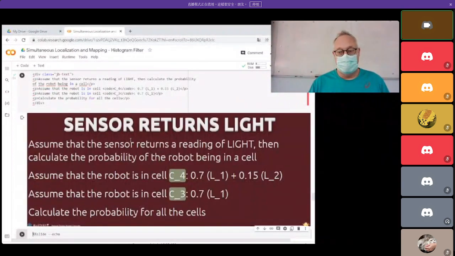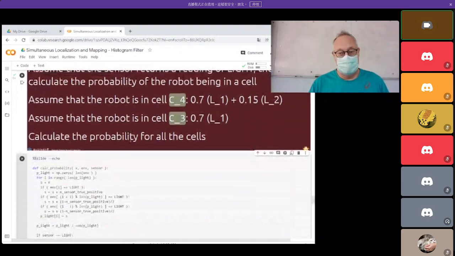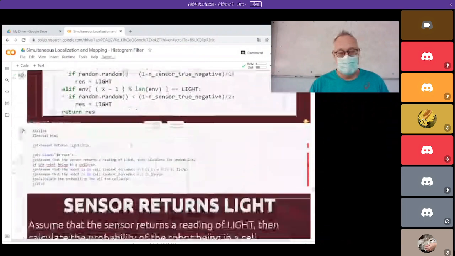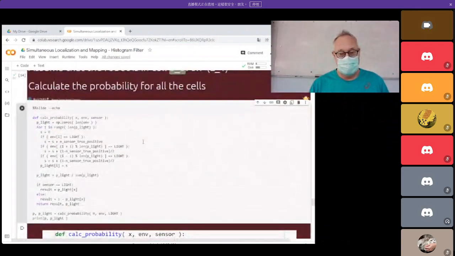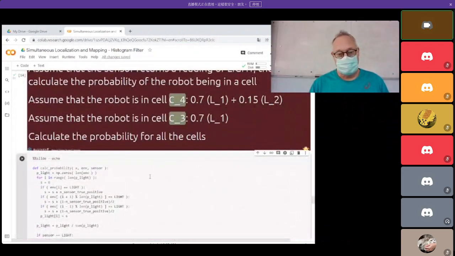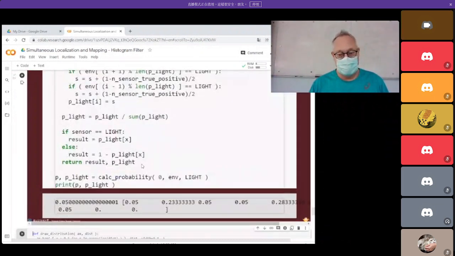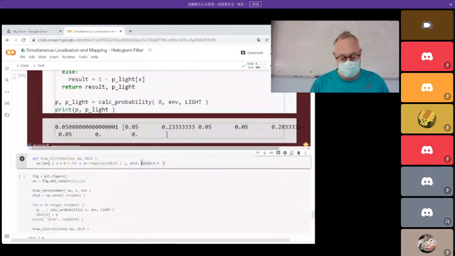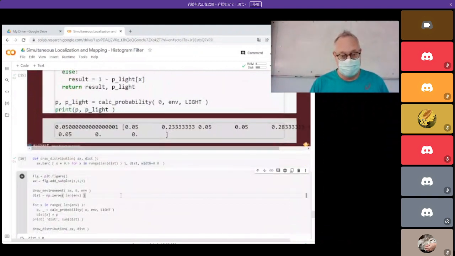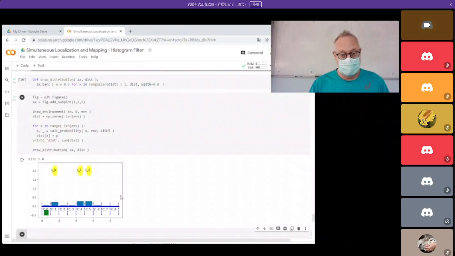Then we can calculate the probability of the robot being in a cell, given the sensor reading. So the probability for our environment, for the two locations here, we'll draw them in a second. And this is our environment.